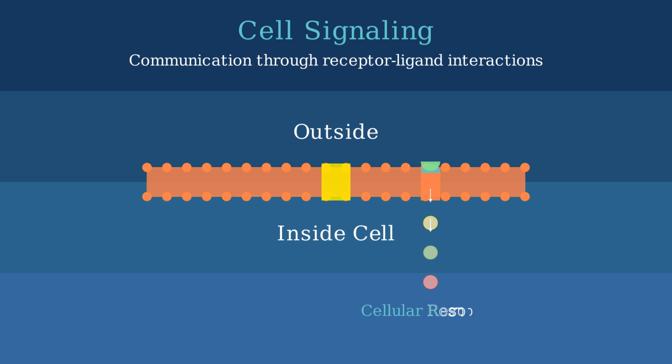These signaling pathways ultimately lead to specific cellular responses, such as changes in gene expression, enzyme activation, or metabolic adjustments. This sophisticated communication system allows cells to respond to their environment and coordinate with other cells in multicellular organisms, enabling complex physiological processes like development, immune response, and neural signaling.